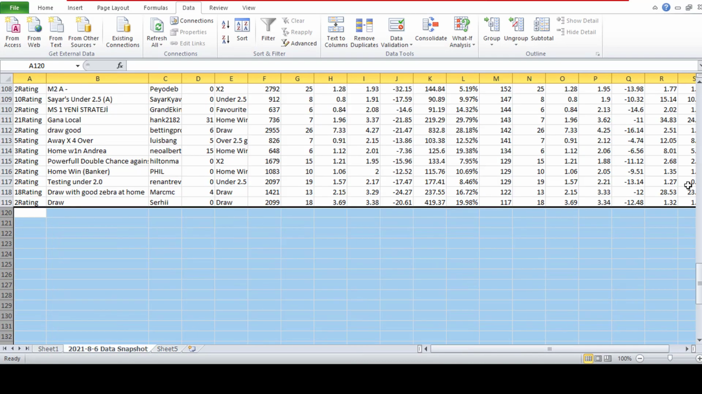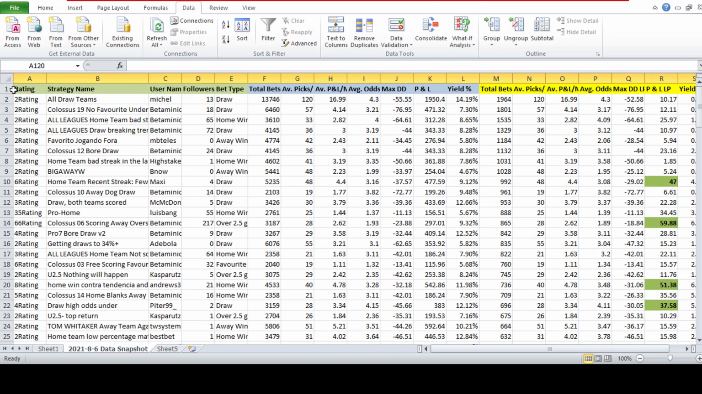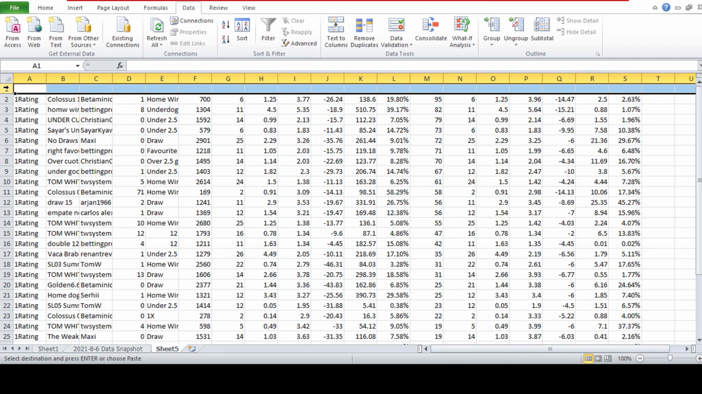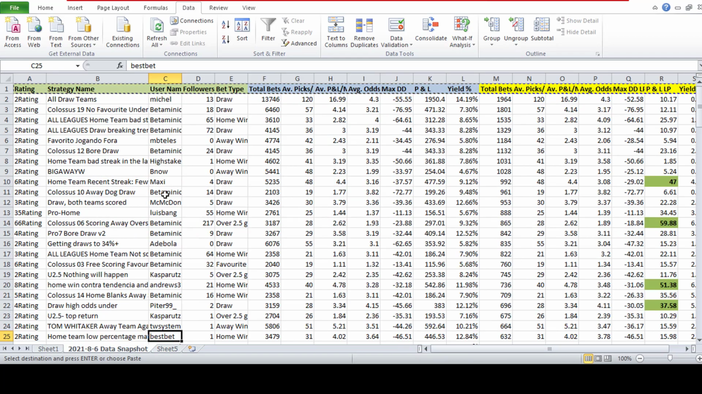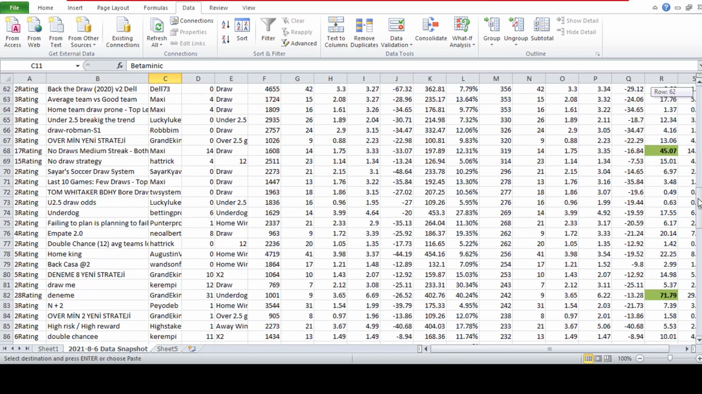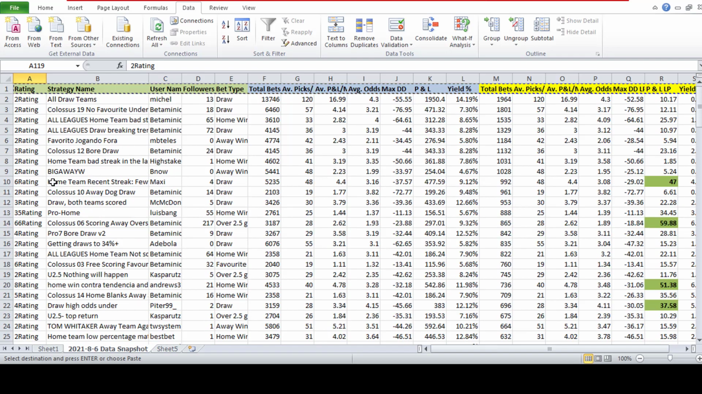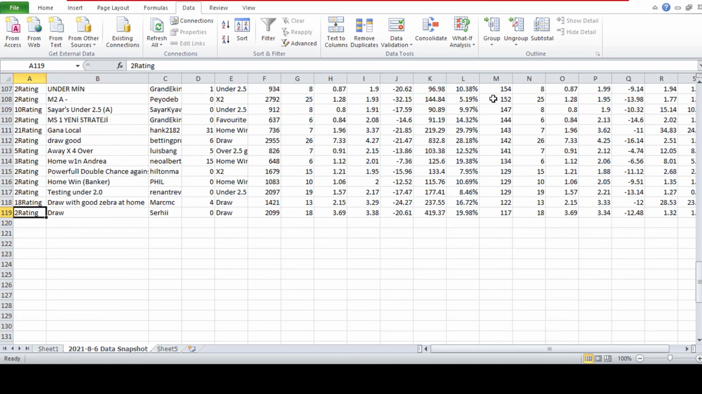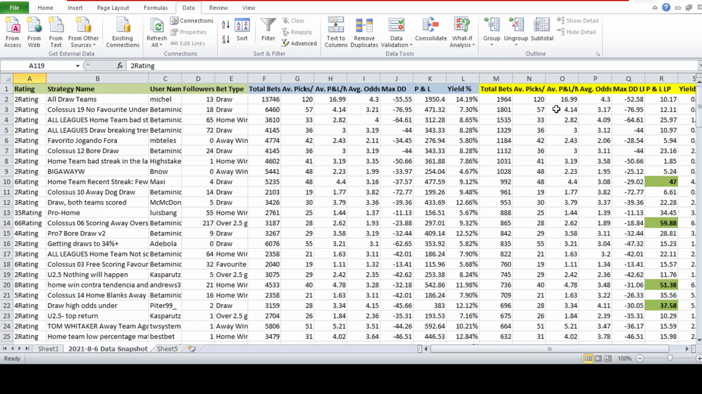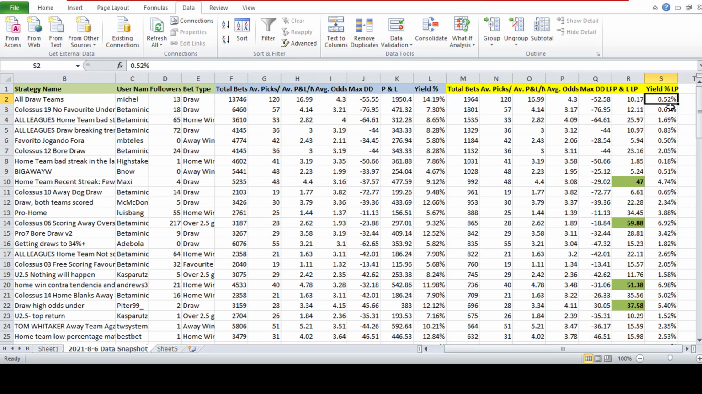So as they get more bets, they'll go over 100, and maybe the next time I do a data snapshot, I'll consider them. But for the moment, I'm not going to consider those strategies with less than 100 bets. After cutting those, I'm down to 118 strategies now. So I think I've still got a lot of good strategies. I need to slim them down a little bit more.